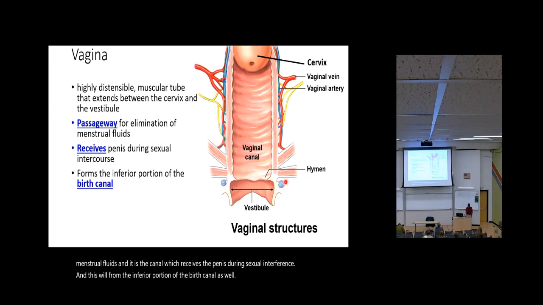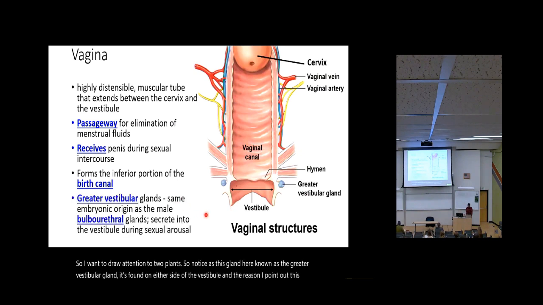So I want to draw your attention to two glands. So notice there's this gland here known as the greater vestibular gland. It's found on either side of the vestibule. And the reason I point out this gland is that it has the same embryonic origin as the bulbourethral gland.